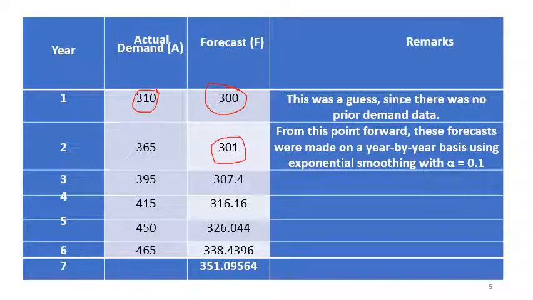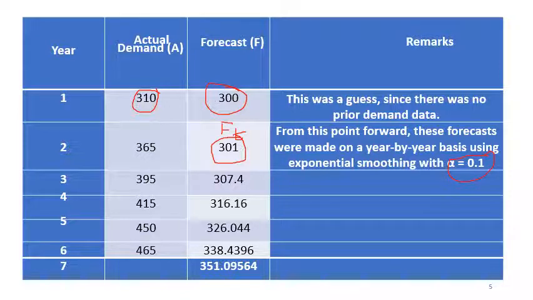So when I assume 300 units as the forecast for the first year, this is known, this is actuals. Now if I have to find the forecast for the second year, this becomes Ft, this is Ft minus 1 and this is At minus 1, and the alpha value here is given as 0.1. So alpha is equal to 0.1.